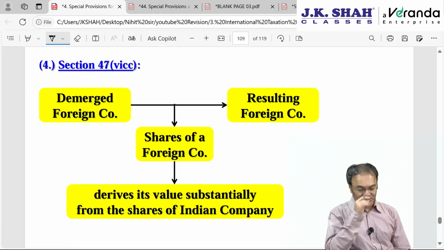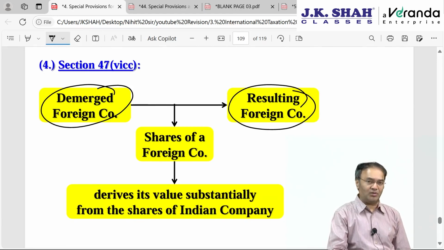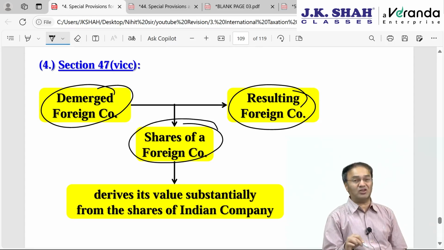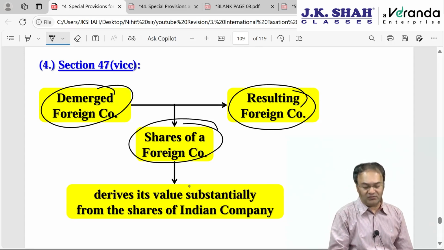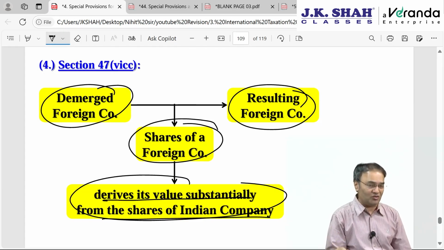Then 47 clause 6cc, again the same thing: demerged company transferring to resulting foreign company. Both of them are foreign companies. What is getting transferred is not the shares of an Indian company. What is getting transferred is shares of another foreign company, such a foreign company which derives its value substantially from assets located in India or shares of an Indian company.